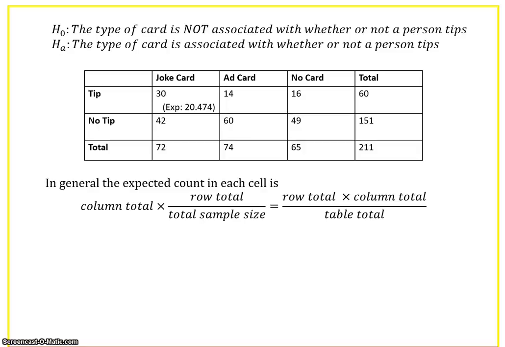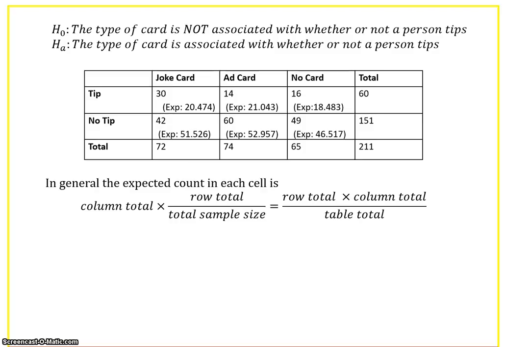In general, the expected count for each cell can be found by taking the column total and multiplying it by the row total and dividing by the table total, or the total sample size. If we do this, we find the expected cell counts. I just added them to the two-way table up above, and I suggest you stop the video for just a minute and try calculating a couple of them to make sure that you understand.